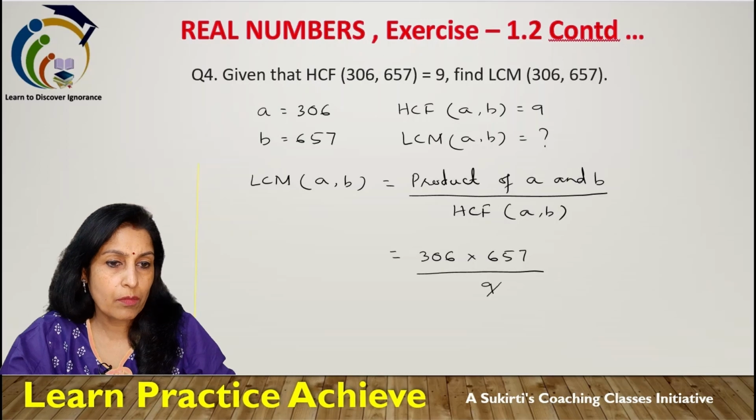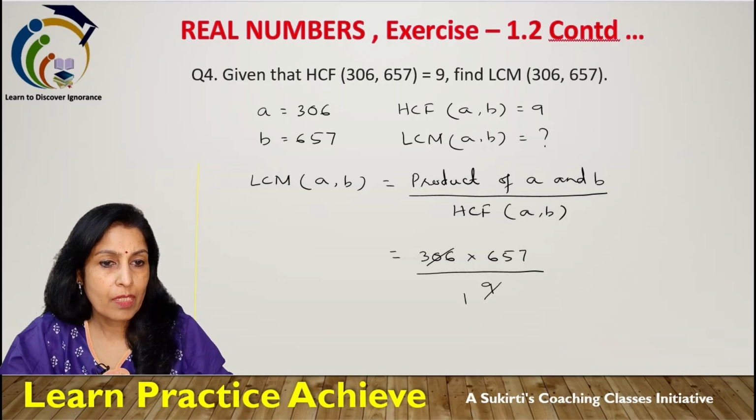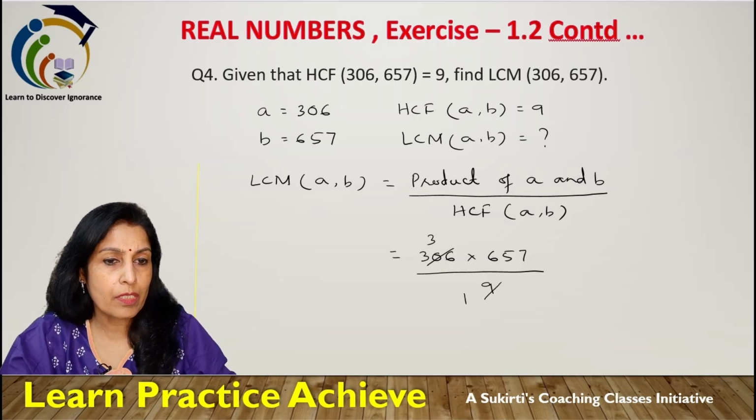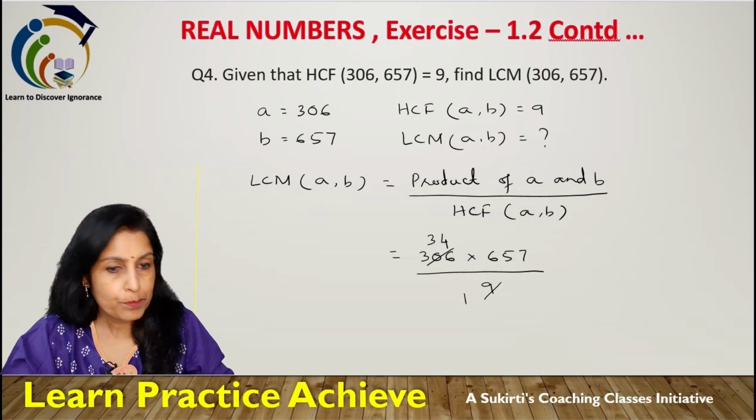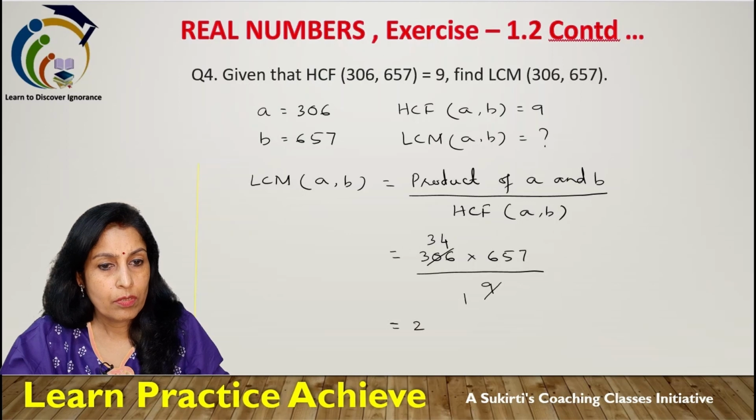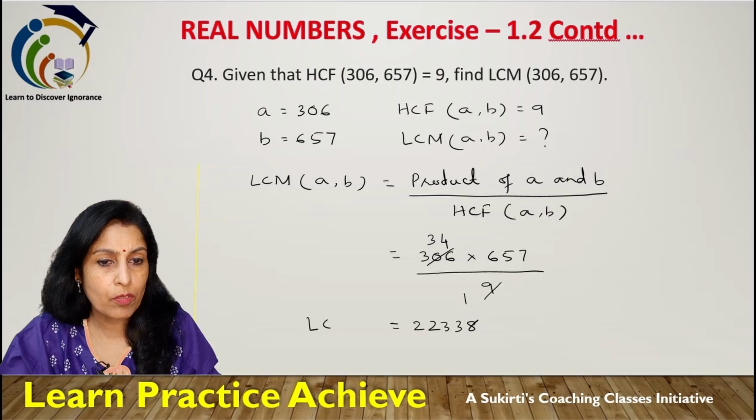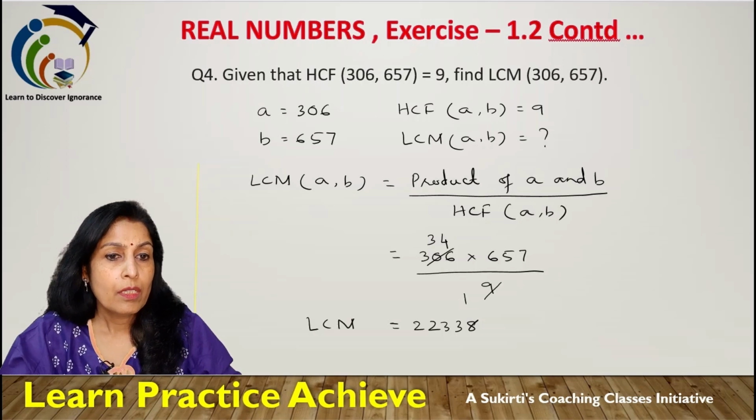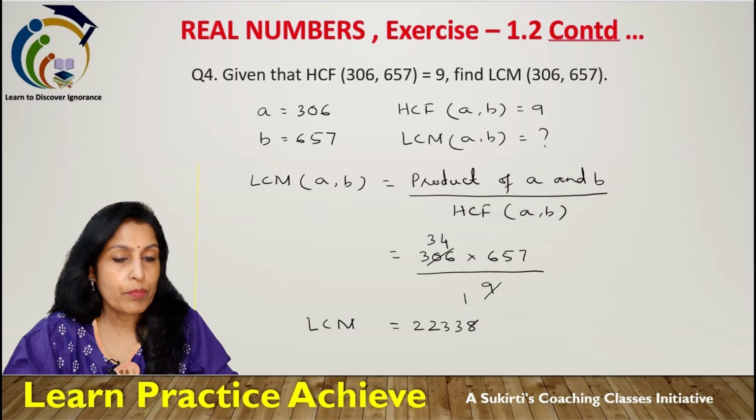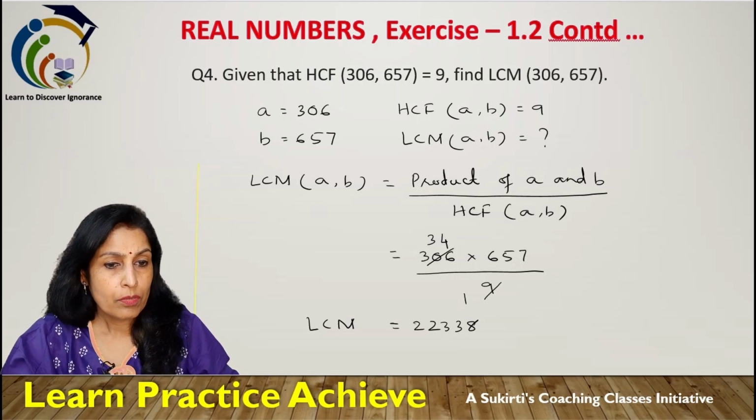So we can cancel the number. 9 ones are 9, 9 threes are 27, and 9 fours are 36. So the answer for this is your LCM. So LCM of the given numbers 306 and 657 is equal to 22,338. This is your answer.